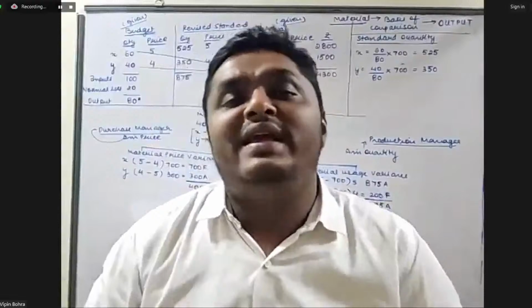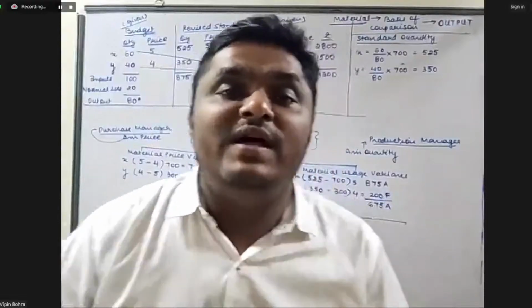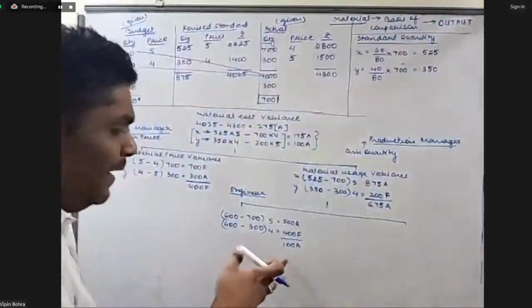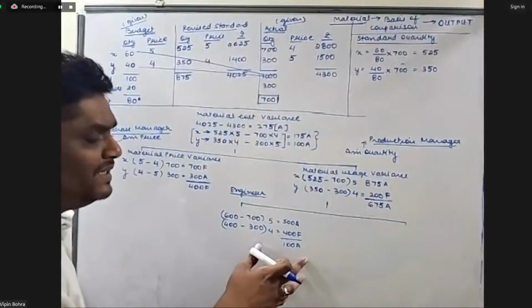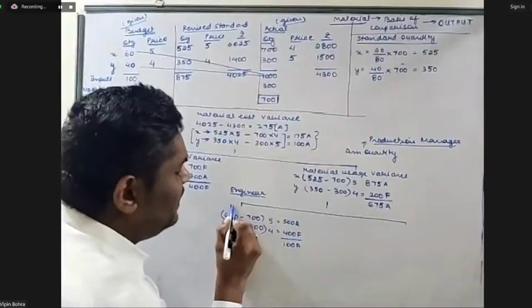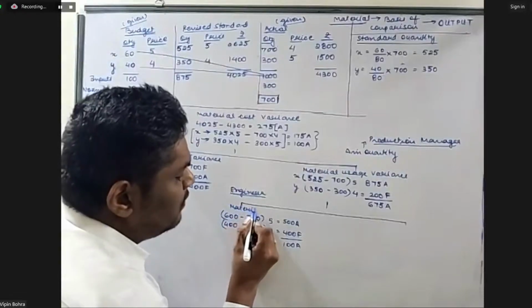Somehow someone can give the explanation that I have done this for the betterment of the company. So herein, when talking about this 100 adverse, it represents what? Due to change in mix. So this variance we can call the material mix variance.